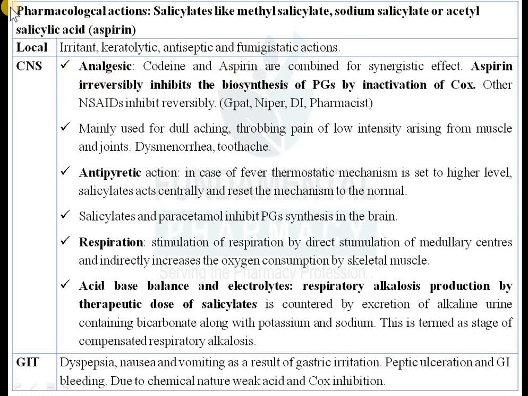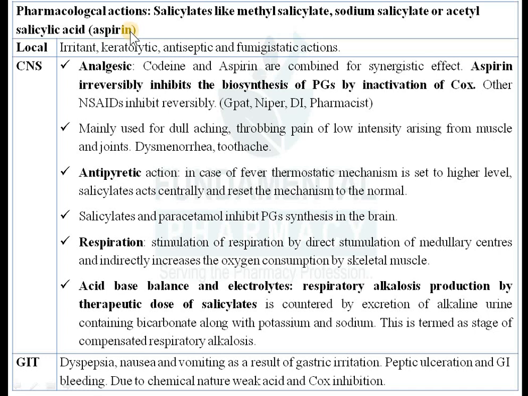Okay. Now what are the actions of salicylate on the body? It has a local action, an action on the CNS, and an action on the GIT. Locally, these salicylates act as an irritant, keratolytic, antiseptic, and fungistatic. Irritant means they will cause irritation to your skin if applied locally. Keratolytic means they will remove keratin, they will break down the keratin. So what are the keratolytic applications of salicylates?